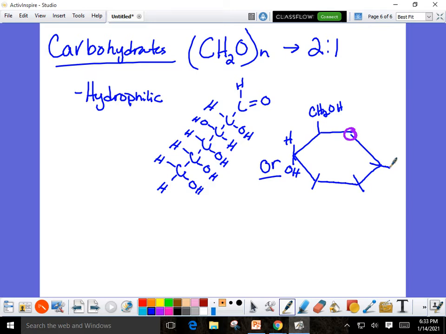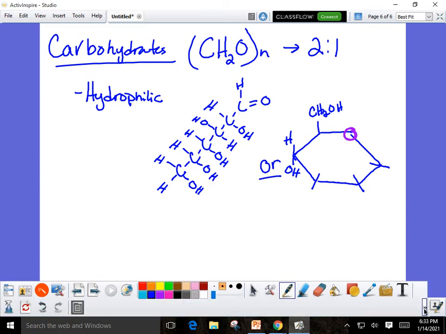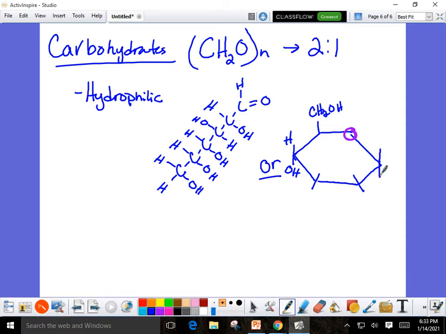Actually, I don't want to do that. I want to do that. Okay, so both of these structures are glucose.